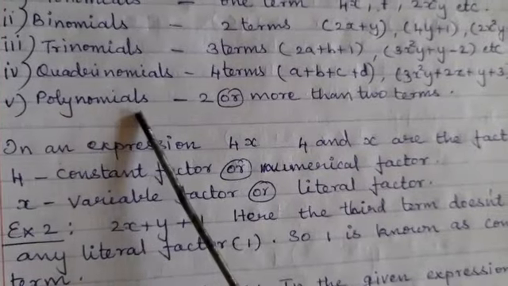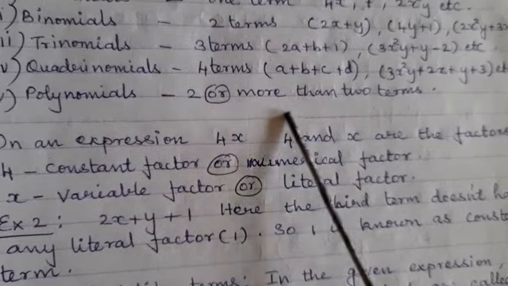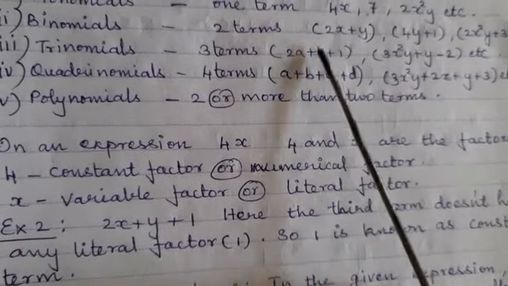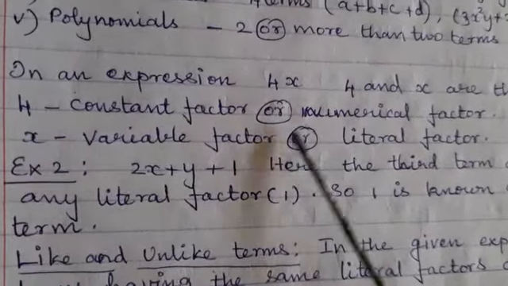Number 5, polynomials. The algebraic expression which contains two or more than two terms is called a polynomial. So from binomials onwards we are saying that it is a polynomial. Now move to the next topic.